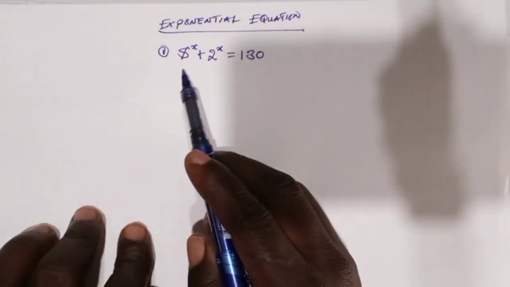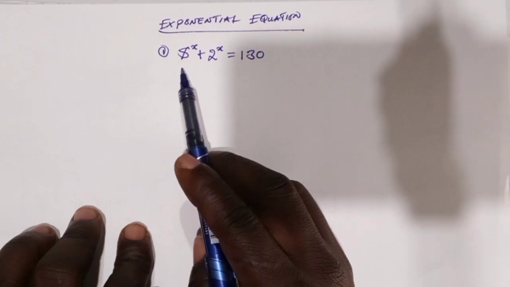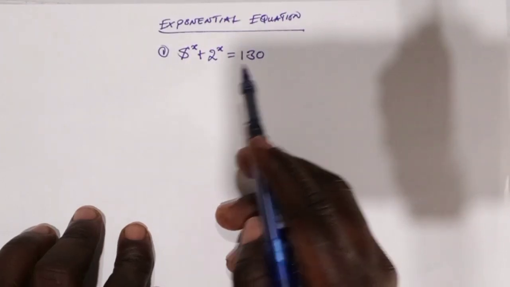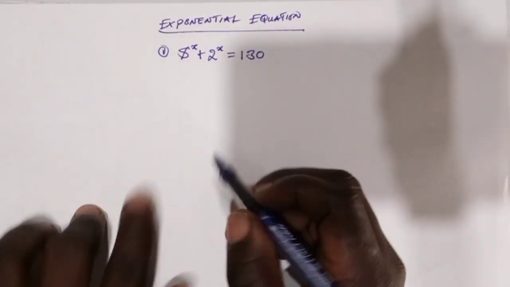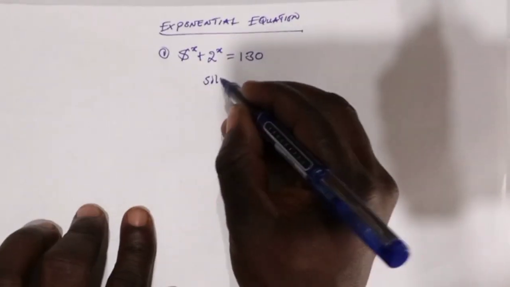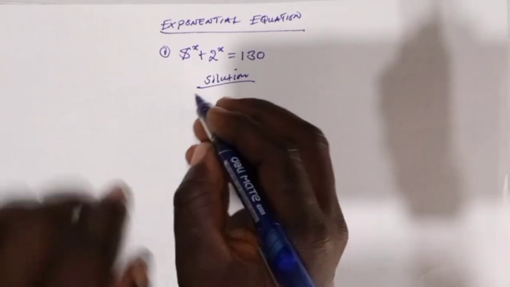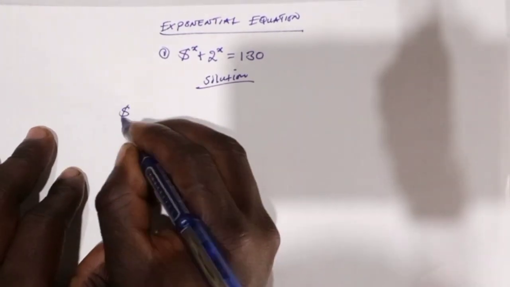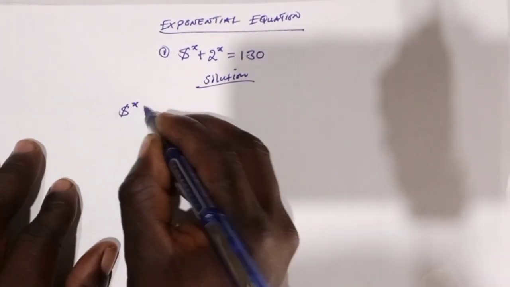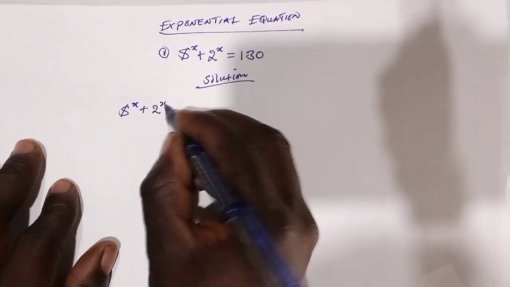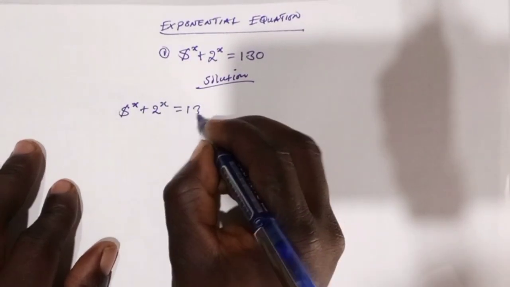We have this question written down, which is 8 to the power x plus 2 to the power x equals 130. So let's get started. For the solution, we have 8 power x plus 2 power x equals 130.